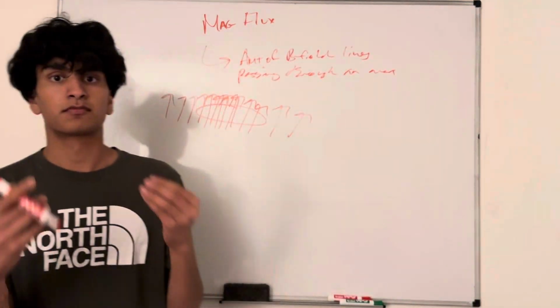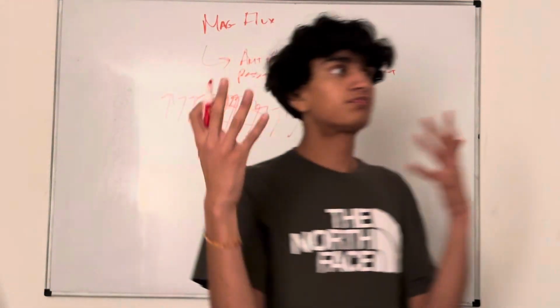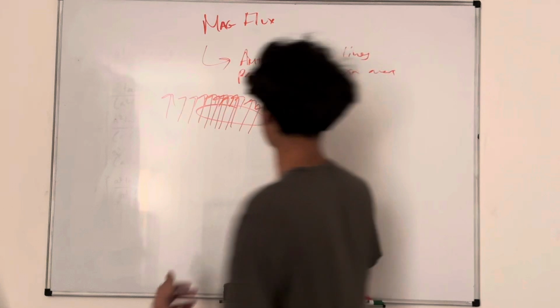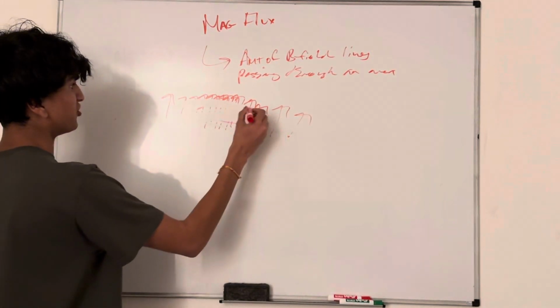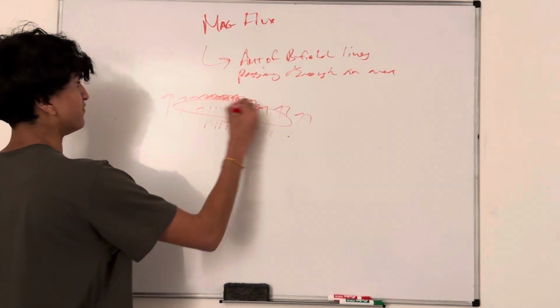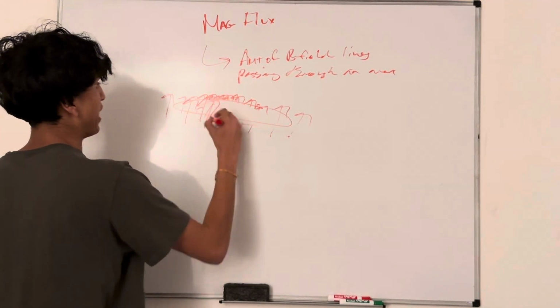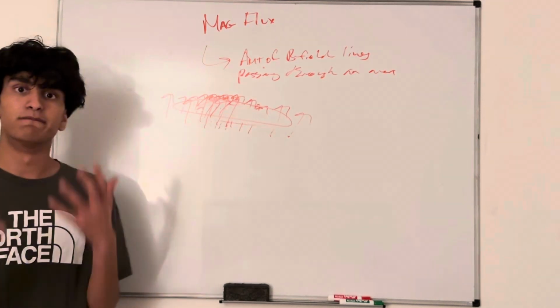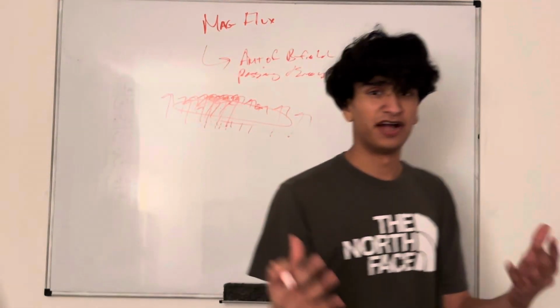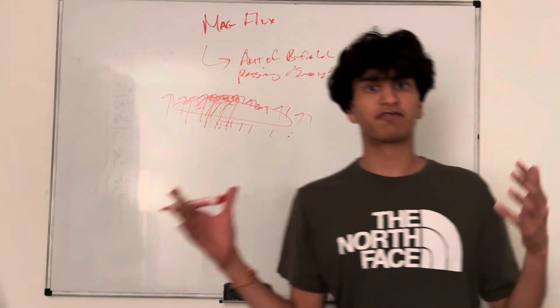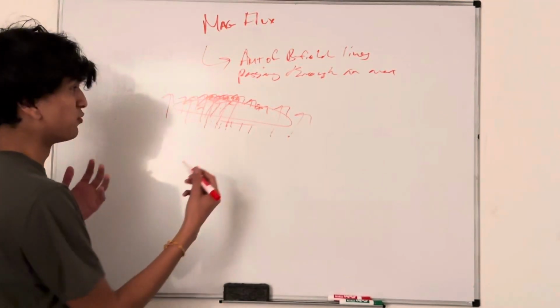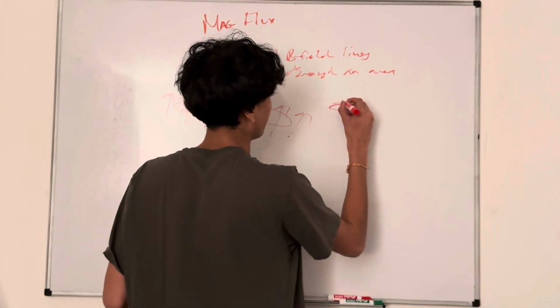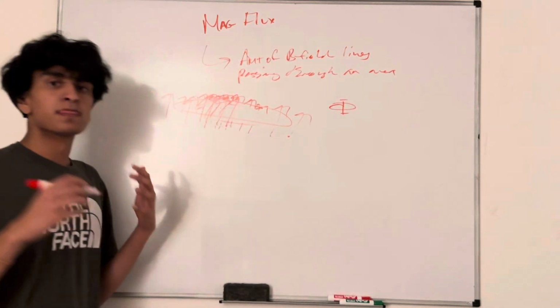If I make this loop a little bit larger, I just erased all those amazing field lines, but you could imagine it's going to capture more field lines, and it's going to be a whole lot more magnetic flux. The variable for magnetic flux is phi, okay?